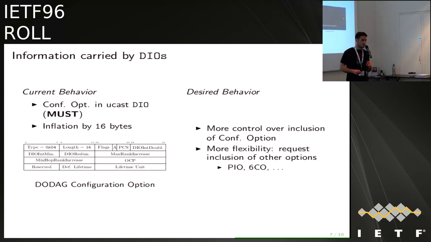So to go on, we have another behavior, which is the inflation of unicast DIOs. So basically, like we said before, if a unicast DIO is requested, then this unicast DIO must include, and this is really a must in the spec, the DODAG configuration option. But this is actually not necessary every time. The configuration option is depicted here, and this is basically static information. This will mostly never change. But if we request a unicast DIO, this will be inserted every time, and this is just 16 bytes of superfluous data. So this is why we want, as a desired behavior, to make it more configurable, what we want to request and what not.